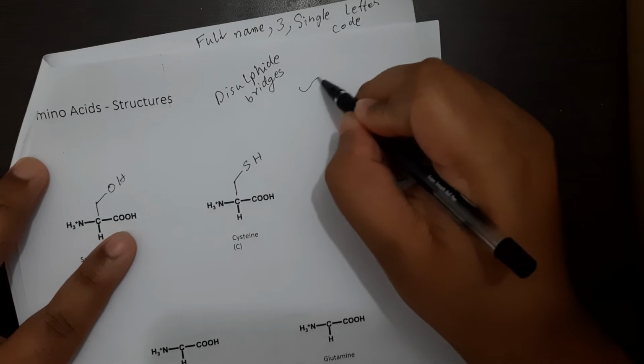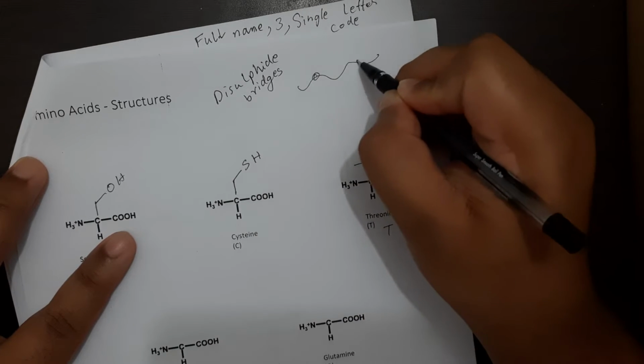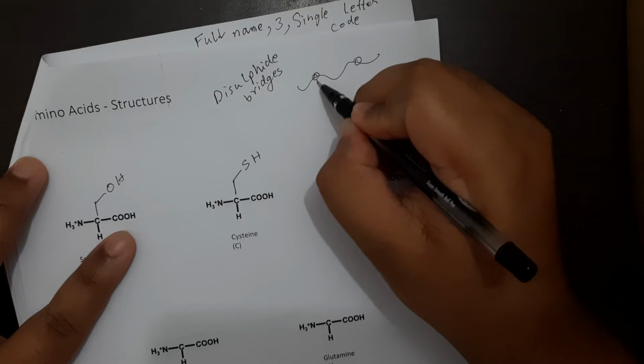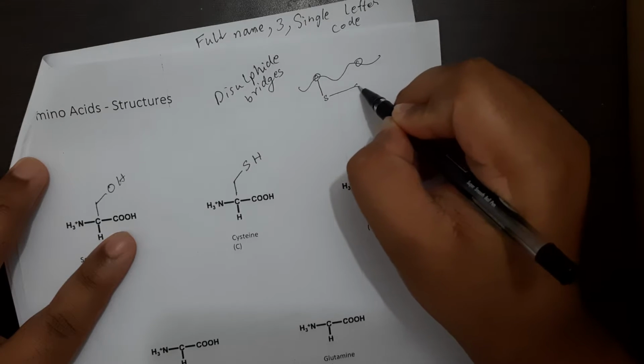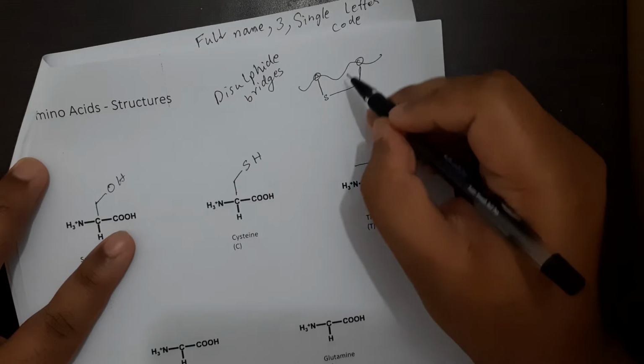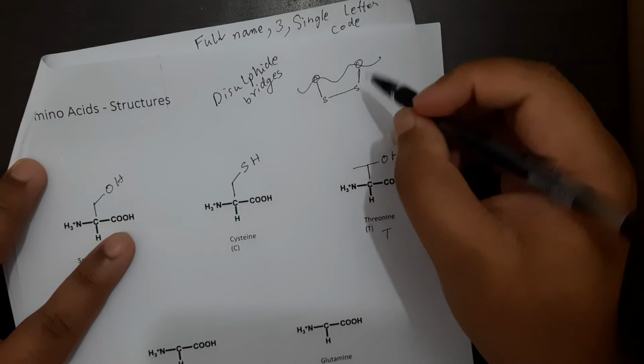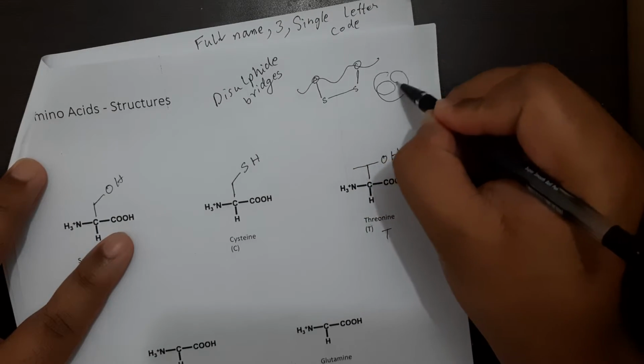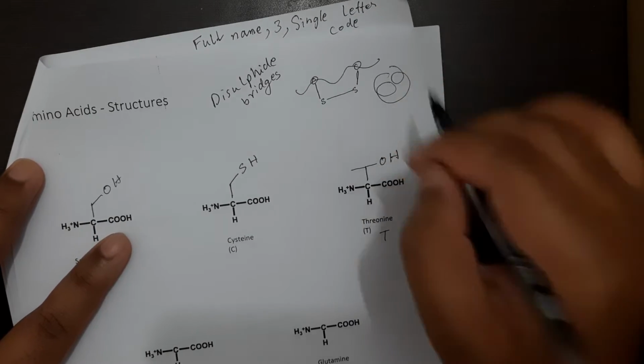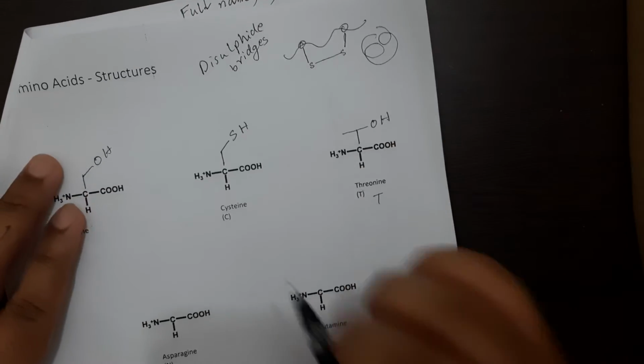Between two residues. So if you have a protein structure and over here you have two cysteine residues, what happens is it forms a disulfide bridge between the two residues, and this actually helps in the folding of a protein and the stabilization of the fold. So this is good to remember.